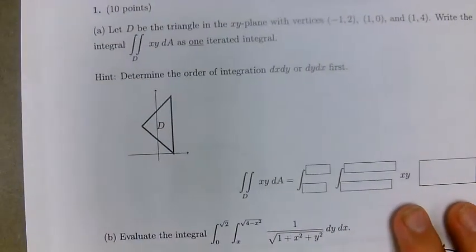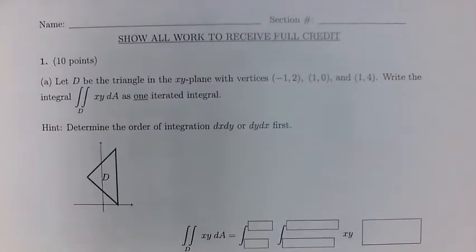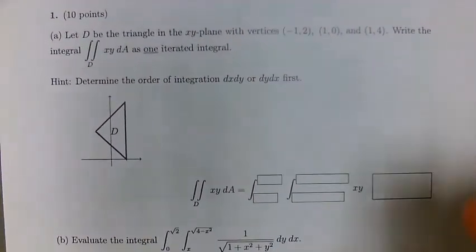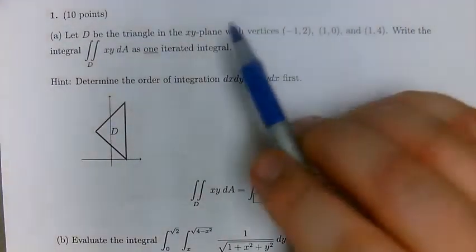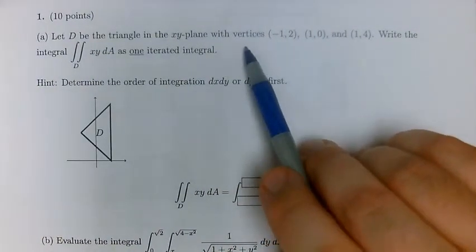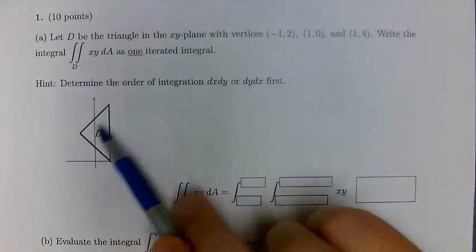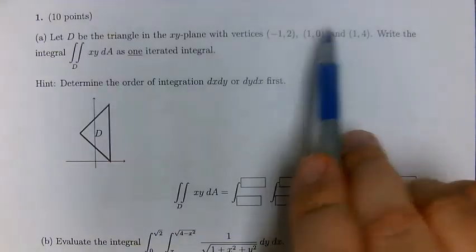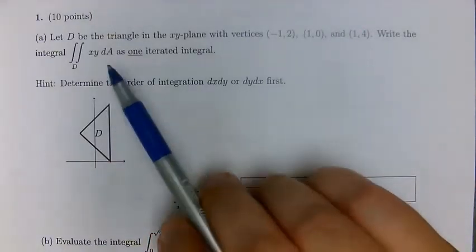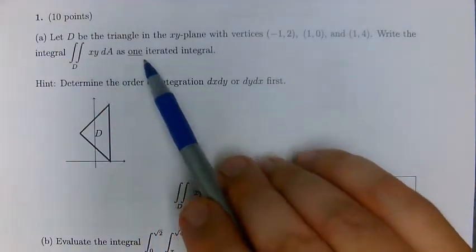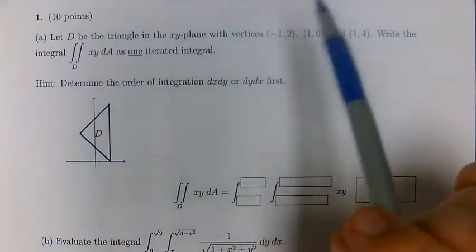All right, and then the final part of this exam was a free response part, which we won't have, but it's still worth going over these problems because they're good practice. All right, let D be the triangle in the xy plane with vertices (-1, 2), (1, 0), and (1, 4). Write the integral of xy as one iterated integral.